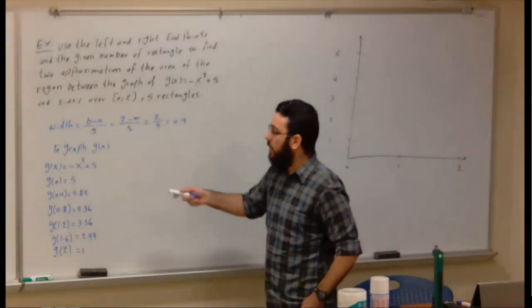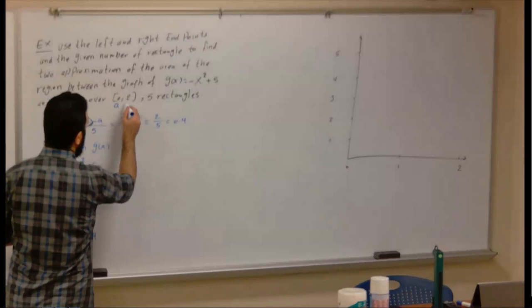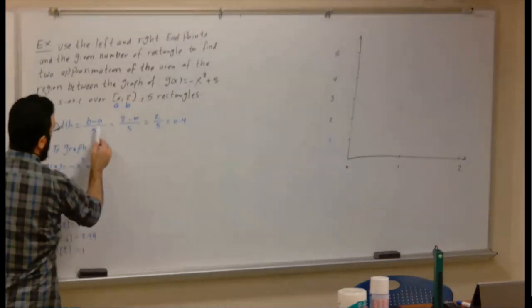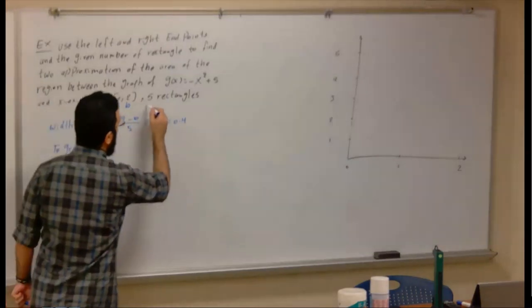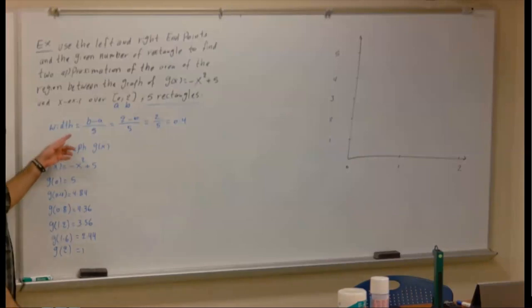I have to graph g of x. So find the width, which is the interval. This is the A, and here's the B. So it's going to be 2 minus 0 divided by 5, because we're going to divide our graph into 5 rectangles. So that's why we're going to divide by 5.